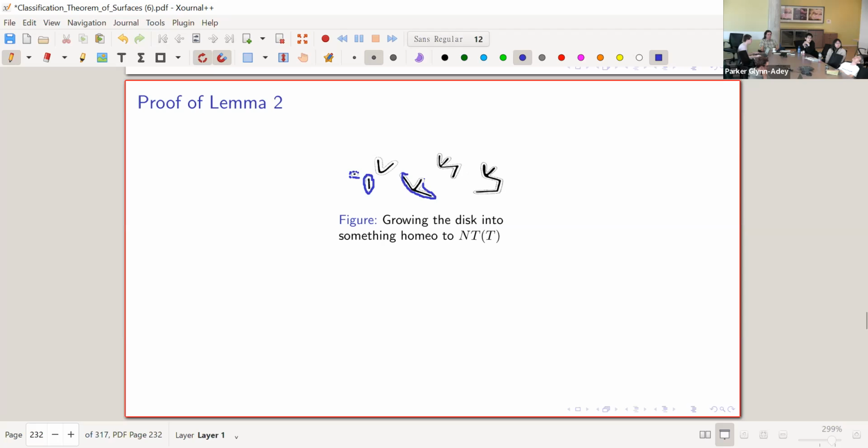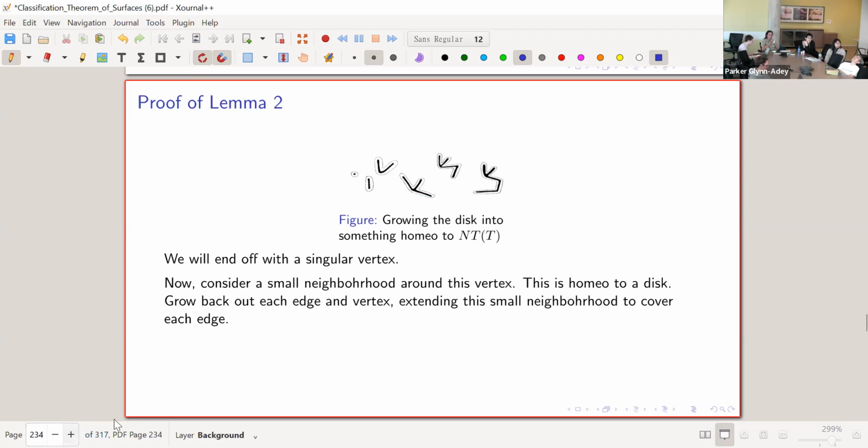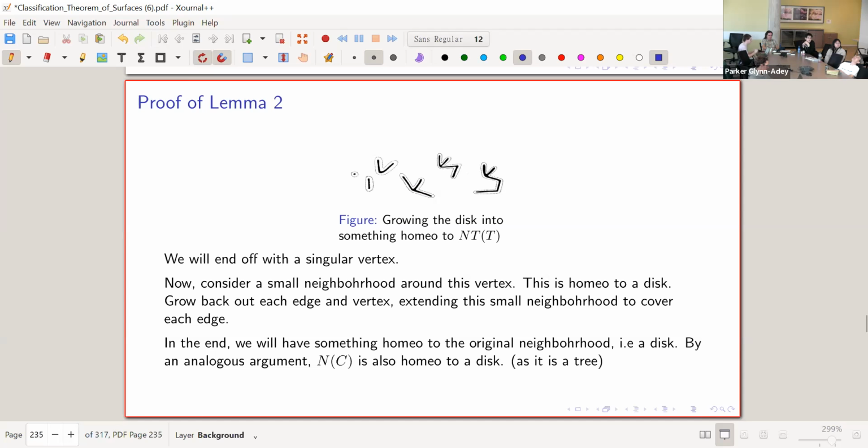And this neighborhood will always be homeomorphic to a disk, right? So we'll always get something homeomorphic to the neighborhood around T. And we'll end off, so again, we'll just grow this back out, right? And each neighborhood will be homeomorphic to a disk, but it will also be homeomorphic to the neighborhood around T. So by an analogous argument, the neighborhood around C is also homeomorphic to a disk.